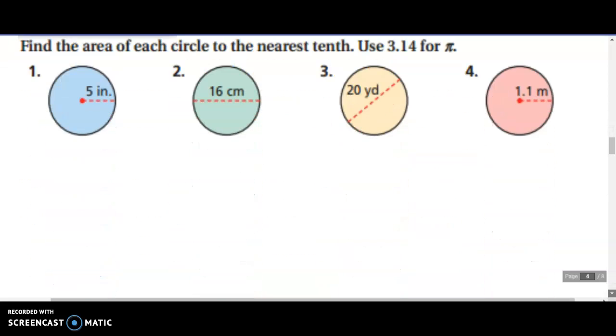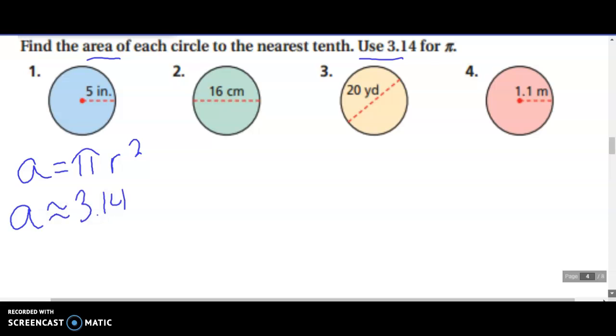I split these 4 questions up into 2 and 2, so I'll do the first 2 on this page, the next 2 on the next page. All right, so we want to find area. We're going to use 3.14 for pi. The first thing we do is we write down a formula: area equals pi r squared. Then we write area is about, because I'm going to put an approximation in for pi, 3.14 times 5 squared.